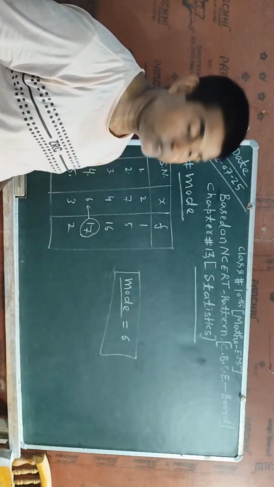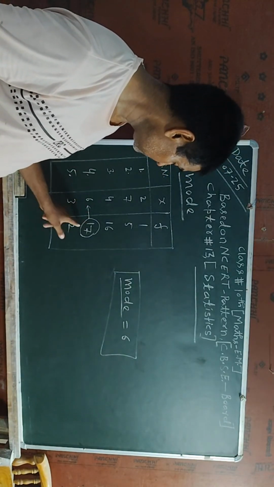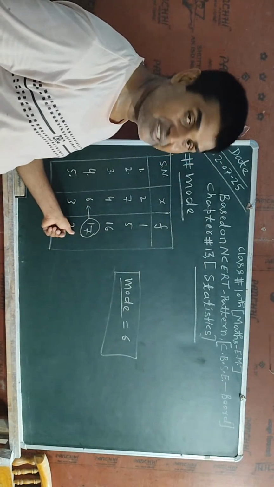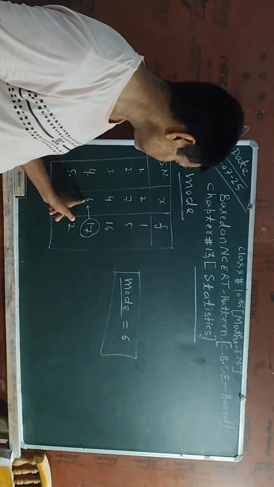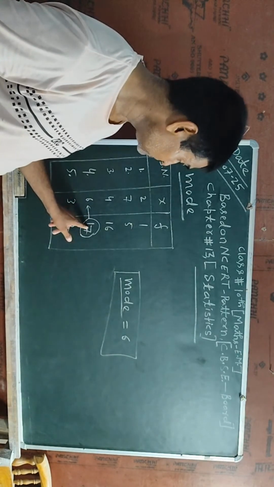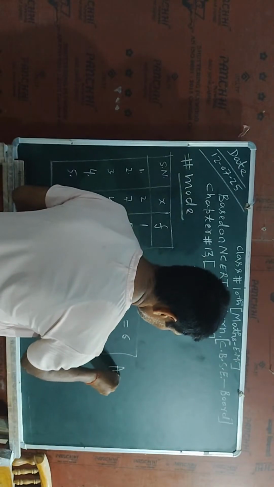So that term has repeated the given frequency times. Here the number is 6 and it is repeated 17 times, so its mode value will be 6. So I have written it here. So this is the detailed question.